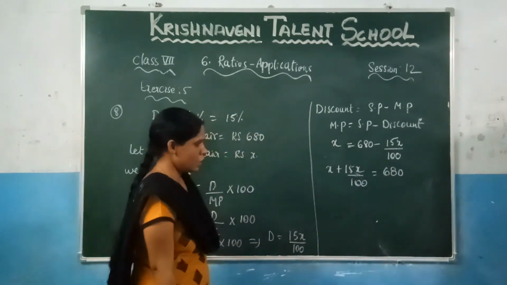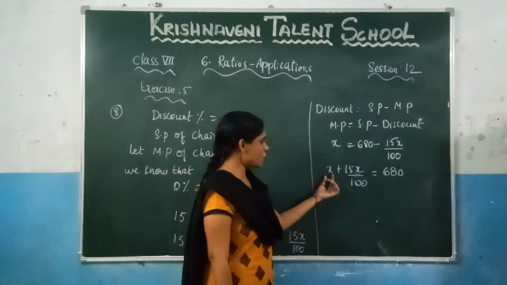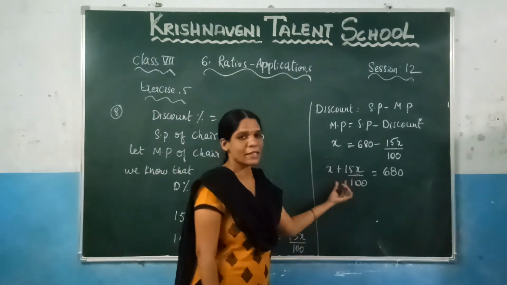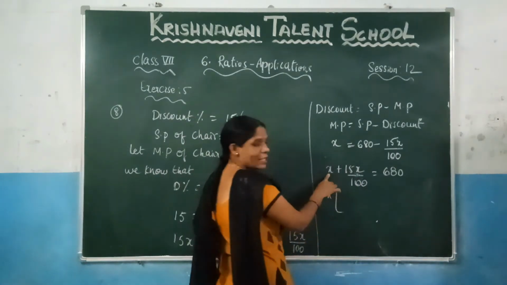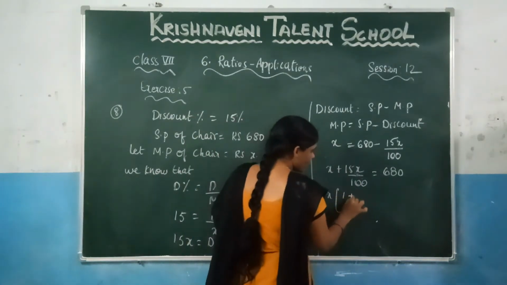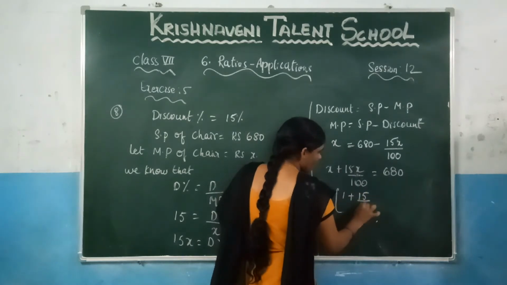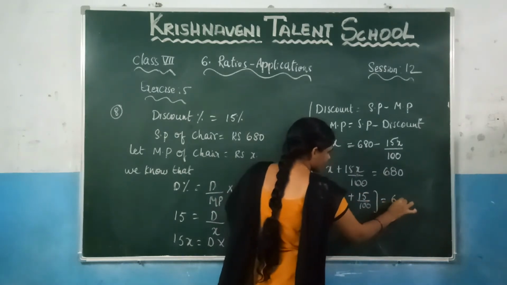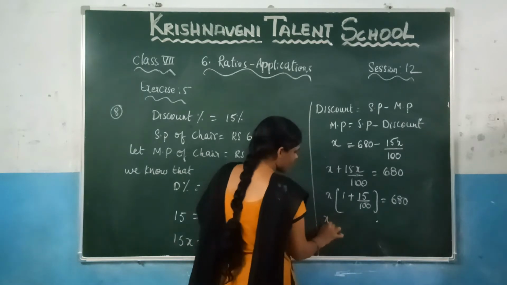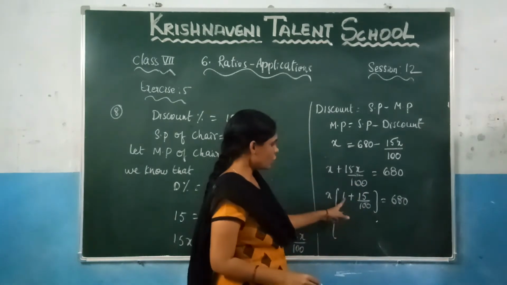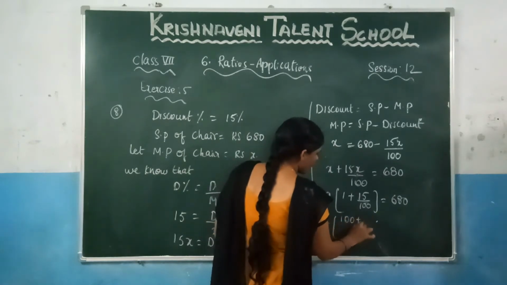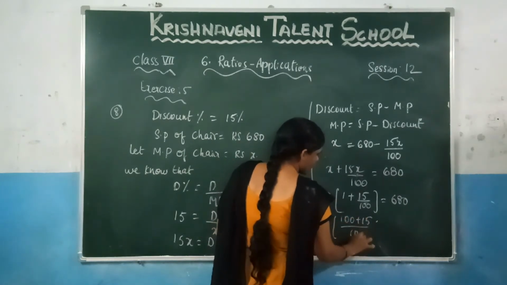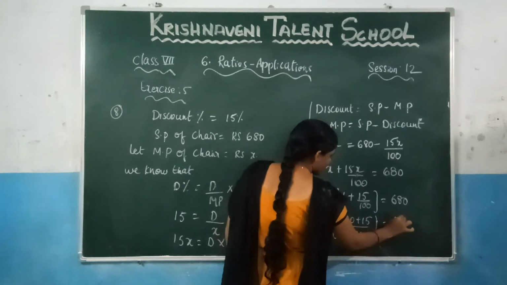Right? Now you can observe here in these two terms you can take x common. If you take x common, what is left out here? Here 1 will be there and here 15 by 100 will be there. Now do the simplification. 100 into 1 gives you 100. So you will get 100 plus 15 by 100 is equal to 680.